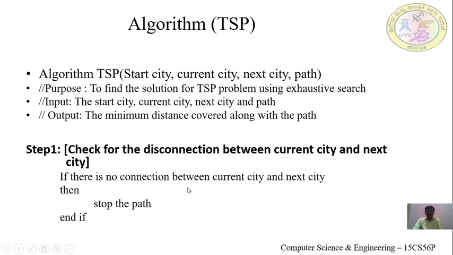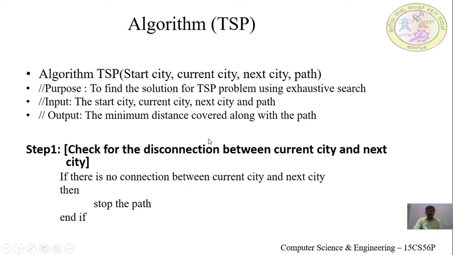Let us discuss the algorithm of the TSP. The parameters that need to be passed are the starting city, current city, next city, and the path. What is the purpose of the TSP? To find the solution for the TSP problem using exhaustive search. Exhaustive search means finding the different permutations, the possible solutions, and getting the required solution. The input is the starting city, current city, next city, and the path. The output is the minimum distance covered along with the path.